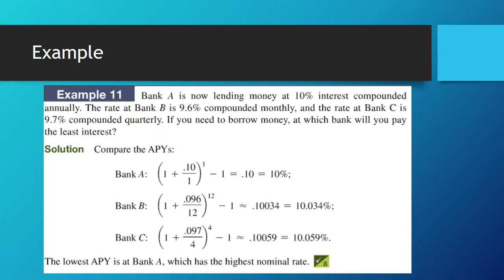We find that Bank A's APY is 10%, same as the stated. Bank B is 10.034%, and Bank C is 10.059%. So Bank A actually has the better deal. The APY is lower, and interestingly enough, the nominal rate is actually the highest there. What made the difference was the compounding.